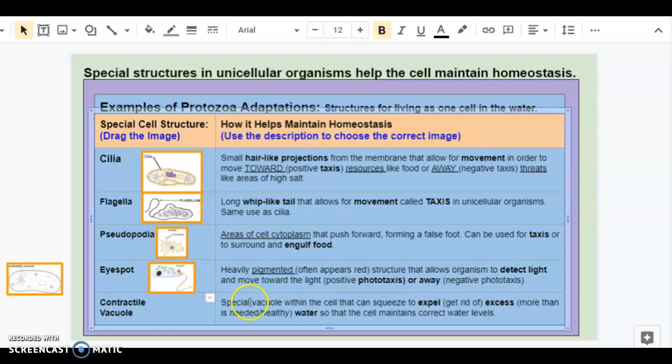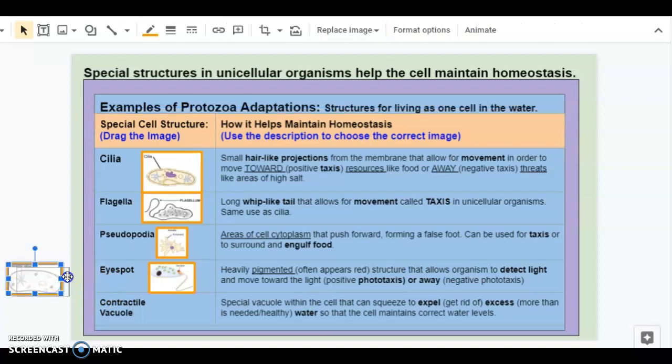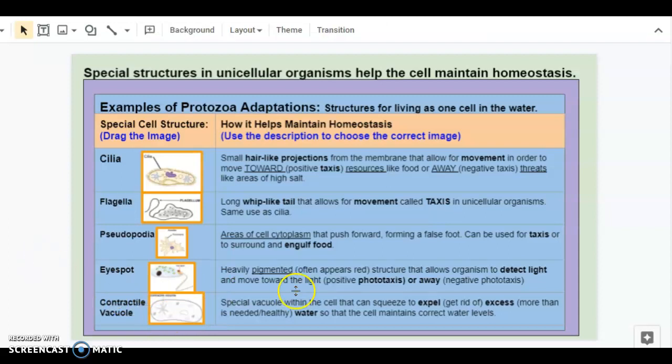The water is filtered into the vacuole, which then squeezes and expels, or gets rid of, the excess water outside of the cell. And that helps the cell to maintain its water balance. And here, this star-shaped item is the contractile vacuole.